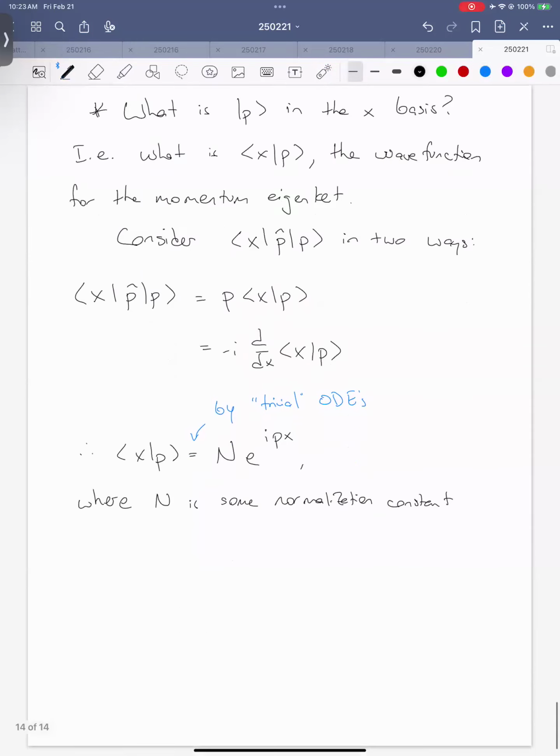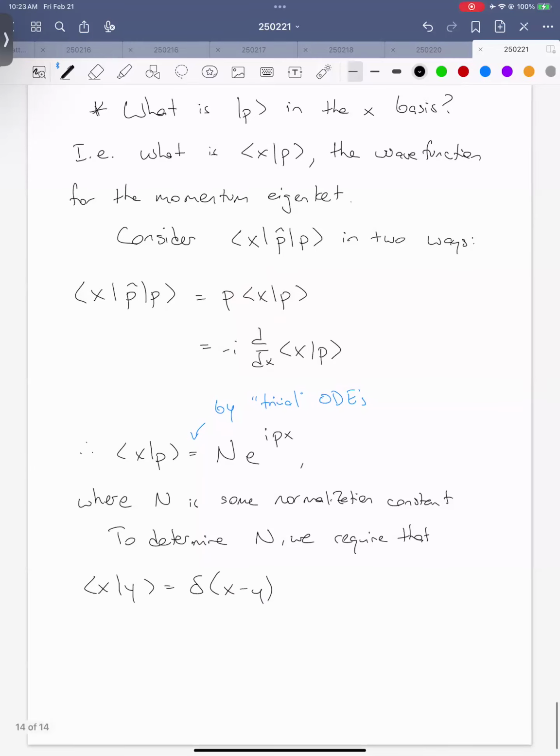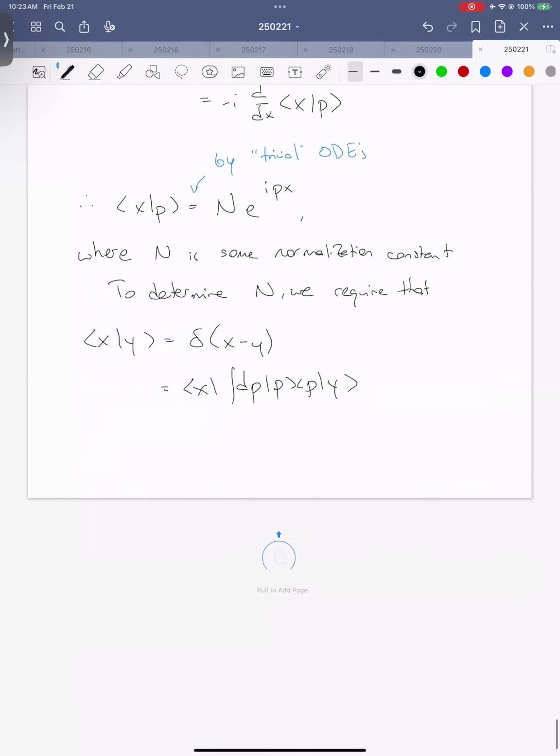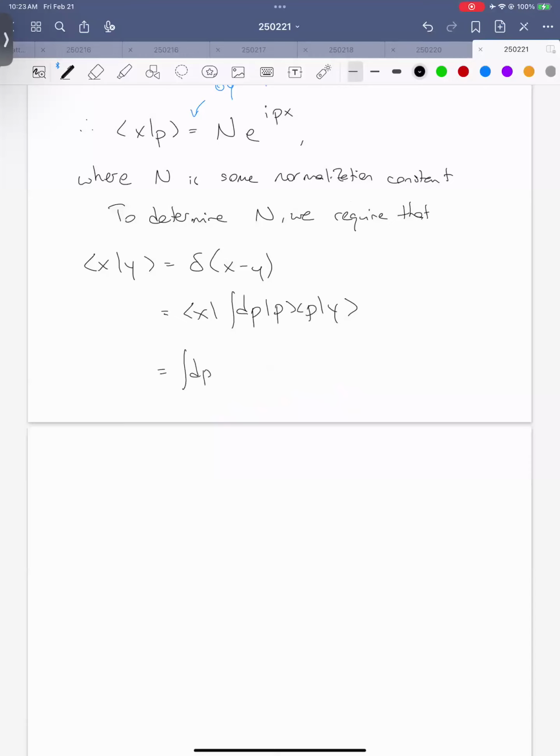So now we need to figure out what this n is. To determine n, we require that the overlap of x with y is equal to Dirac delta x minus y. We can always insert our ones. So this is x integral dp, outer product of p with itself, y. So this is the integral dp of xp py.